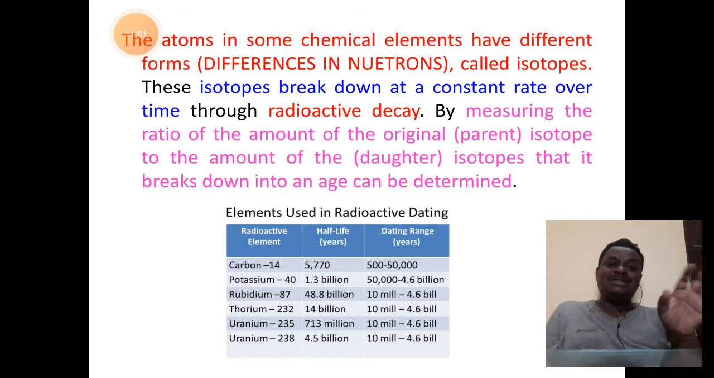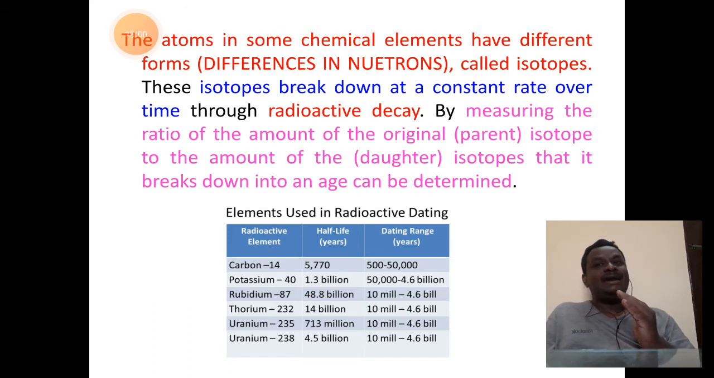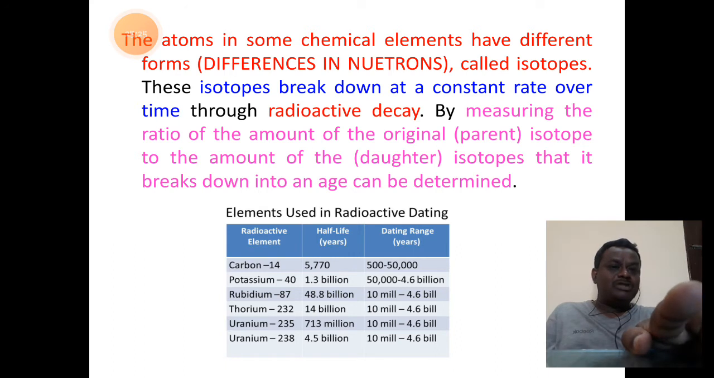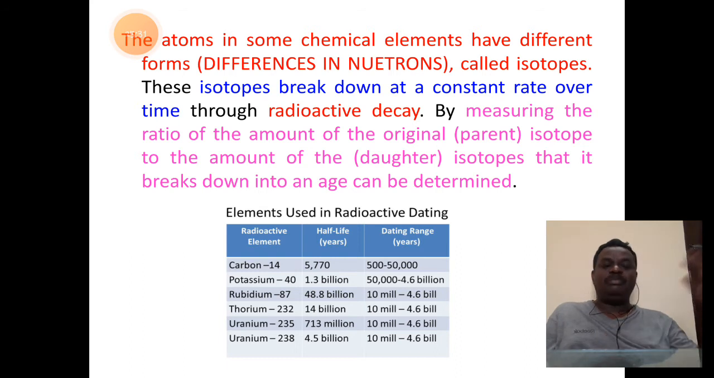Radioactive isotopes are naturally unstable isotopes. Thus they break down at a constant rate, at a constant time, to form the daughter elements. This is simply called radioactive decay. By measuring the ratio of the amount of parent isotope and the daughter isotopes left behind, one can easily predict its age. For example, for carbon-14, the dating range is between 500 to 50,000 years, not above 50,000.